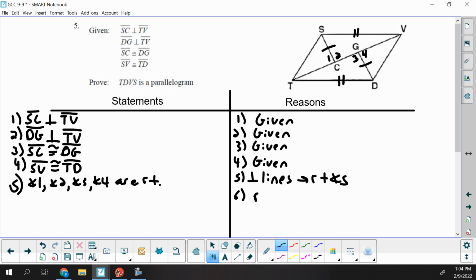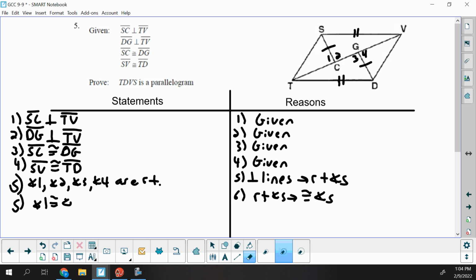Next we'll do right angles imply right triangles. Or not right triangles, right angles imply congruent angles, sorry. So we'll have angle 1 congruent to angle 2, congruent to angle 3, congruent to angle 4. We said they were congruent in our proof, so let's mark them in our picture.